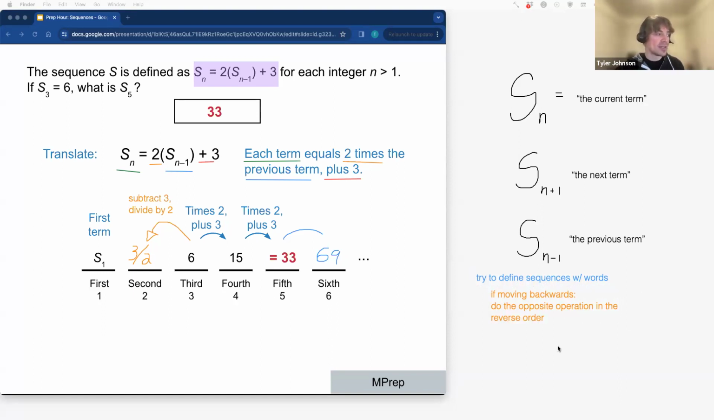So let's get a little more practice with that skill. Here is another sequence. Try this one out and chat your answer to me when you're done.